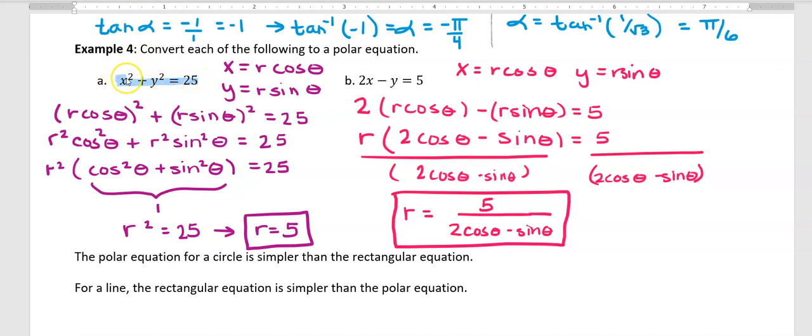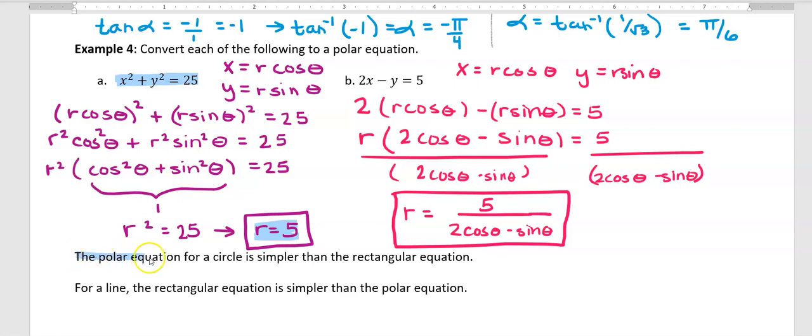And in Cartesian coordinates, it's x squared plus y squared equals your radius squared. In polar coordinates, it's just r equals 5. So I think that's kind of interesting to see how much simpler it is in polar coordinates.